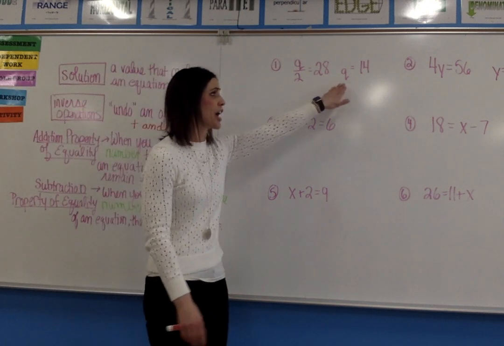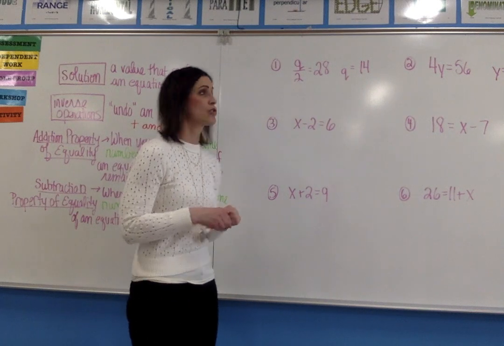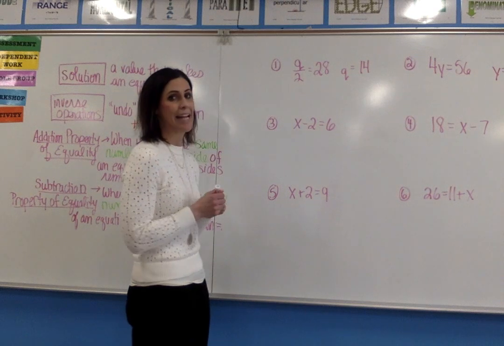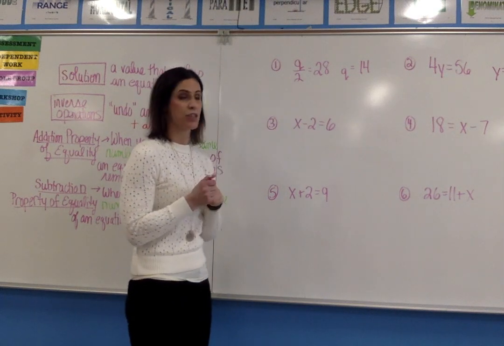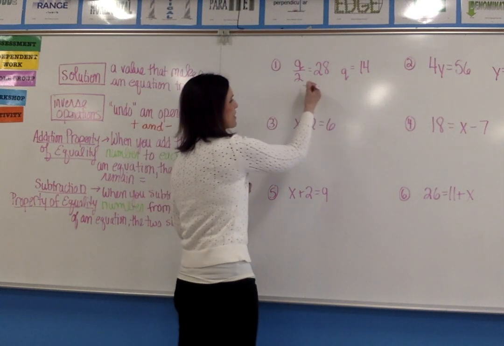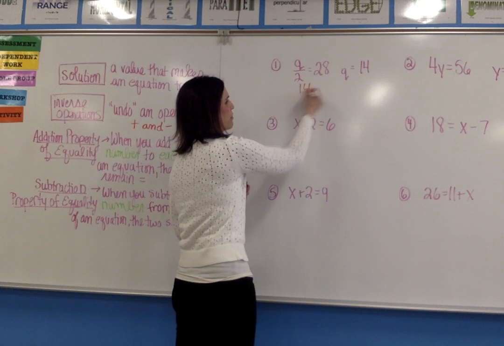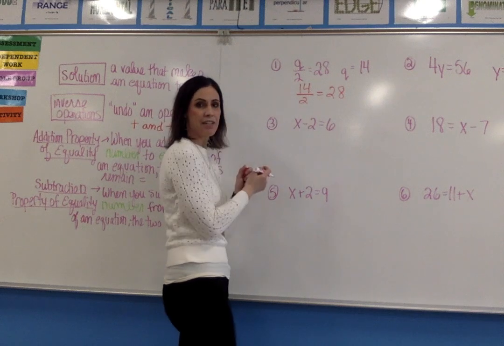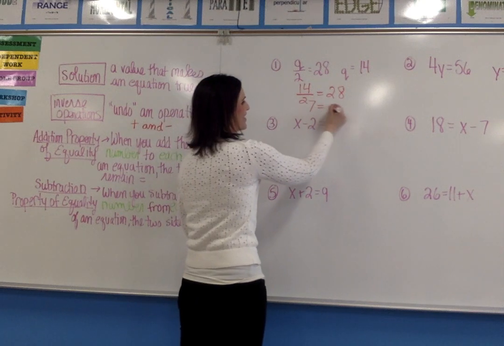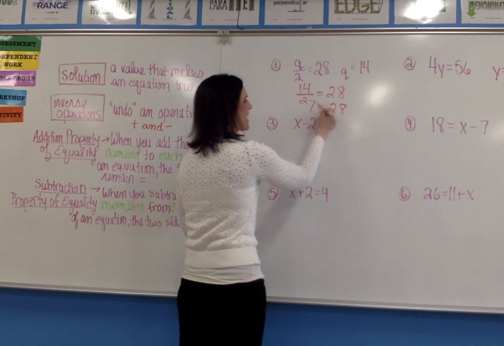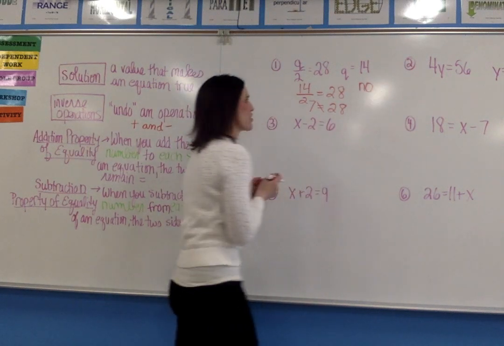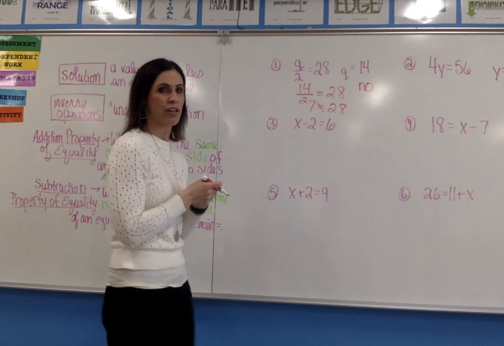Now we are going to check a value to determine if it's a solution. So here my equation is q over 2 equals 28, and my value for q is 14. So I replace the value in for the variable, so I put 14 over 2 equals 28. 14 divided by 2 is 7. 7 does not equal 28, so 14 is not a solution for this equation.